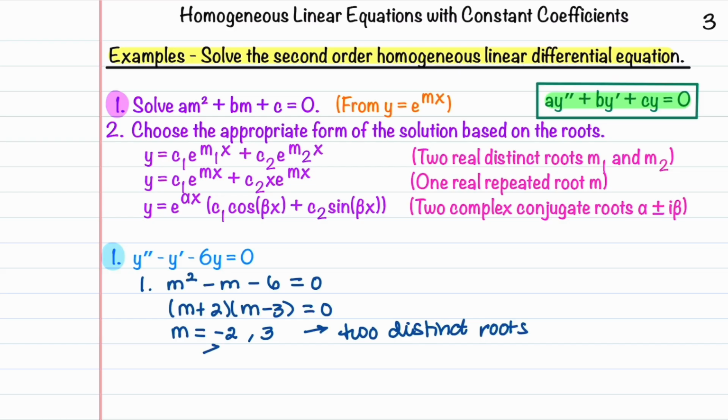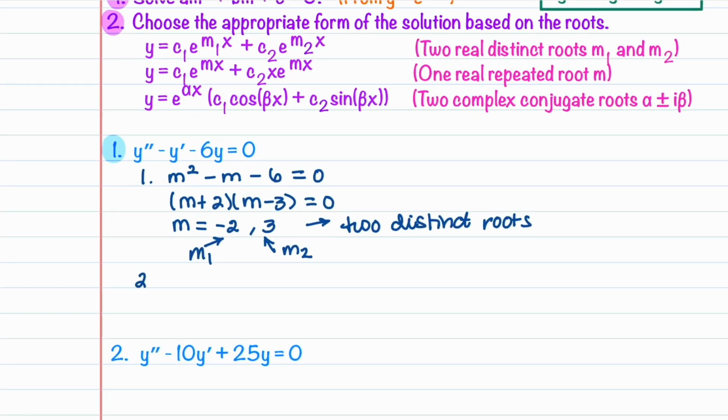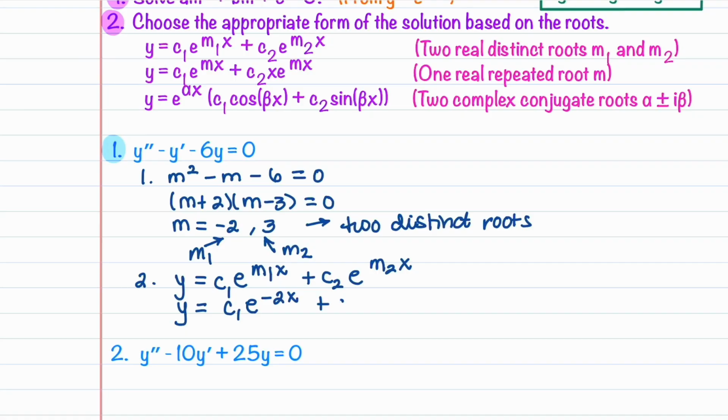And let's call these roots m1 and m2. The general form for our solution is going to look like y is equal to c1e to the m1x plus c2e to the m2x. Our solution then is y is equal to c1e to the minus 2x plus c2e to the 3x. And that's all there is to it.